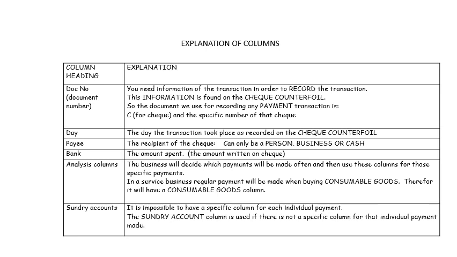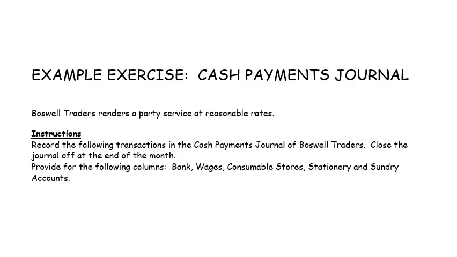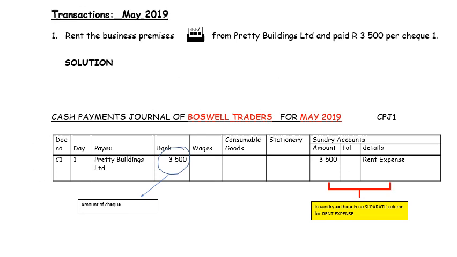Document number is the document, which will be a check counterfoil. The day, and the payee can only be a person, a business, or cash. Bank is the amount that you spend, the amount written on the check. Analysis columns will tell you what you are really spending money on, and sundry accounts is used if there's no specific column for that payment. I'm going to show you an example quickly, and then we're going to do an exercise from your textbook.